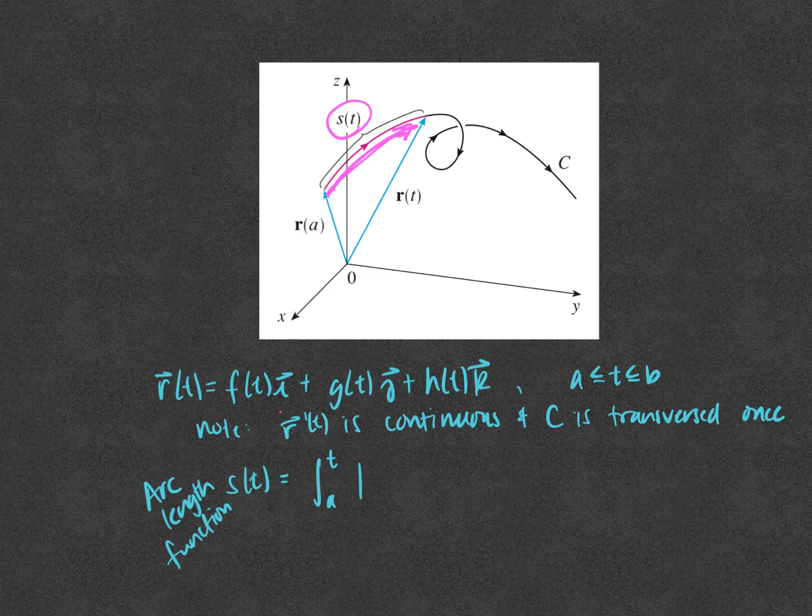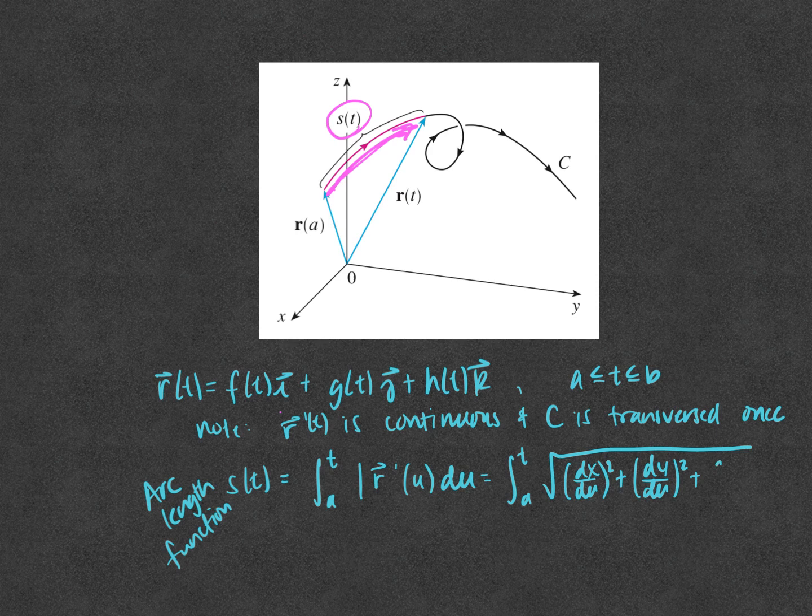So this arc length is the length of r prime of u. We're going to have to use a different variable, not t, because we're integrating from a to t. So this is the integral from a to t of the square root of dx over du, quantity squared, plus dy over du, quantity squared, plus dz over du, quantity squared, with respect to u. Notice that we're using u as our variable as we integrate. So this is the length of the curve between r of a and r of t. That's why our bounds are from a to t.